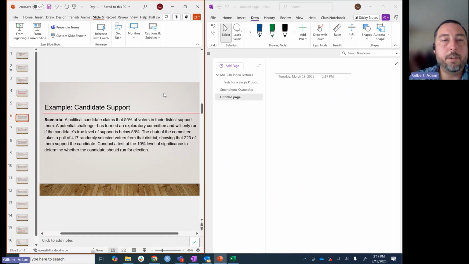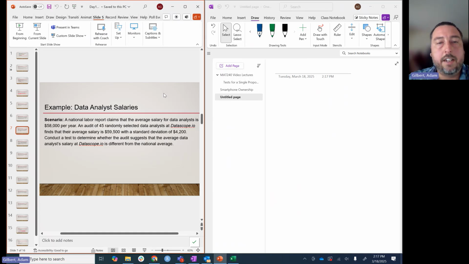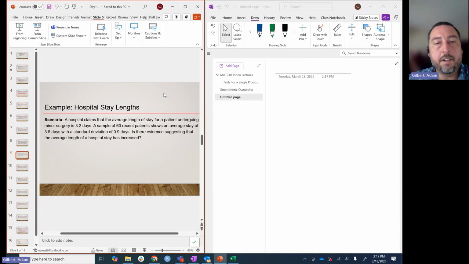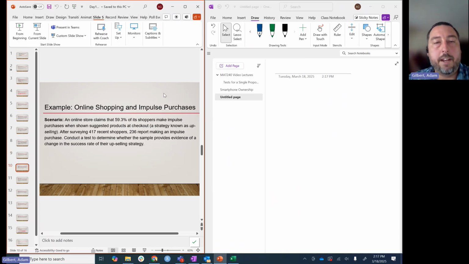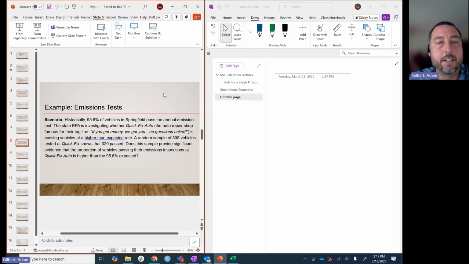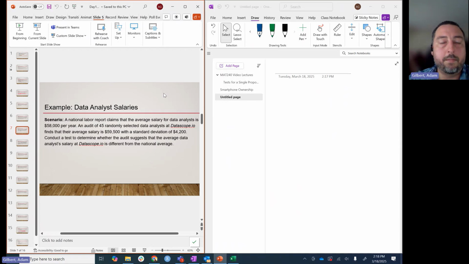So a couple of other examples. We have one on candidate support. We have one on data analyst salaries. We have one on emissions tests, hospital stay lengths, online shopping and impulse purchases. We've got lots and lots of examples here that we can revisit later on. I think the one I want to do is this emissions testing one. I want to point out, though, that some of the questions we scrolled past are not examples of scenarios that involve hypothesis tests on proportions.